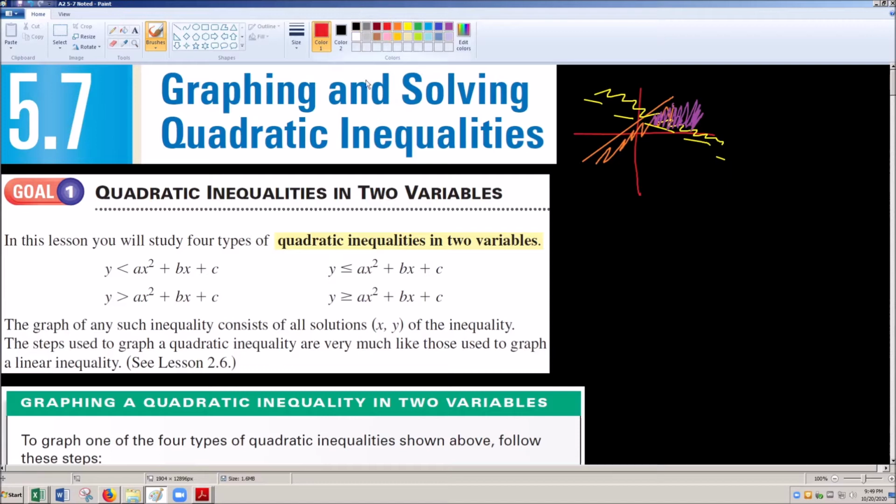So the ones that will include the points and have a bold curve will be these ones over here, where y is less than or equal to, or y is greater than or equal to. The ones with the dashed curve are going to be y is strictly less than, or y is strictly greater than whatever my quadratic function is. So I'm going to just do two super quick examples here.